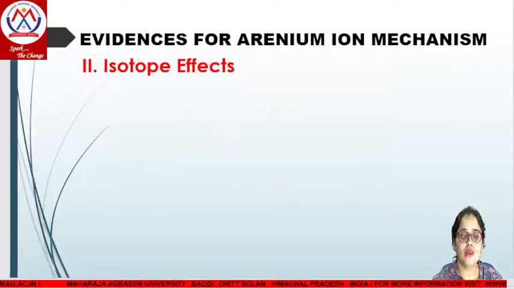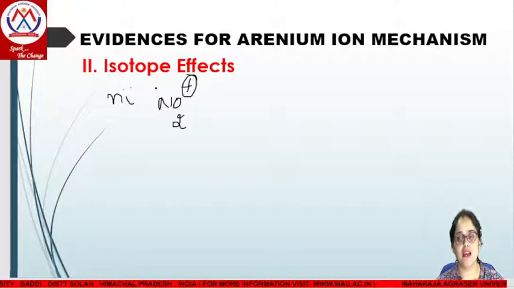Another evidence for the arenium ion mechanism was the isotope effect. So what was done? Initially benzene was chosen, and an electrophile was added. The reaction chosen was basically a nitration reaction, in which the electrophile added is the nitronium ion, NO2 positive.